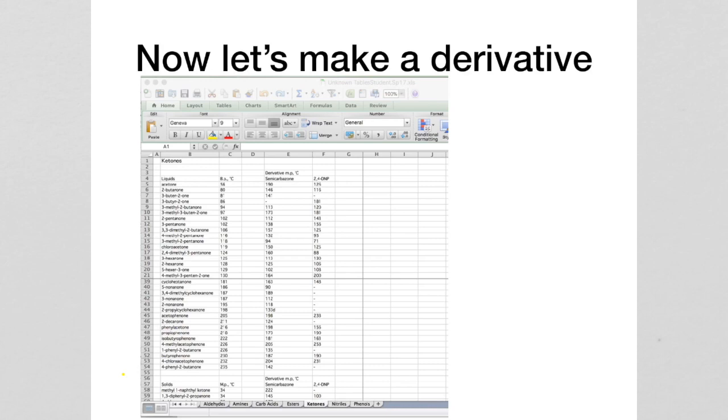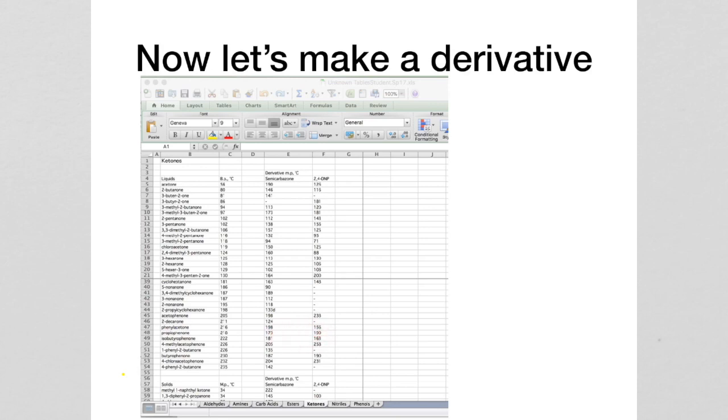And what I see for propiophenone is that there are 2 unknowns that I could make for it. One would be the semicarbazone, which has a melting point of 173, or I could make the 2,4-DNP derivative, which has a melting point of 193. So in the case of propiophenone, I could make either one.